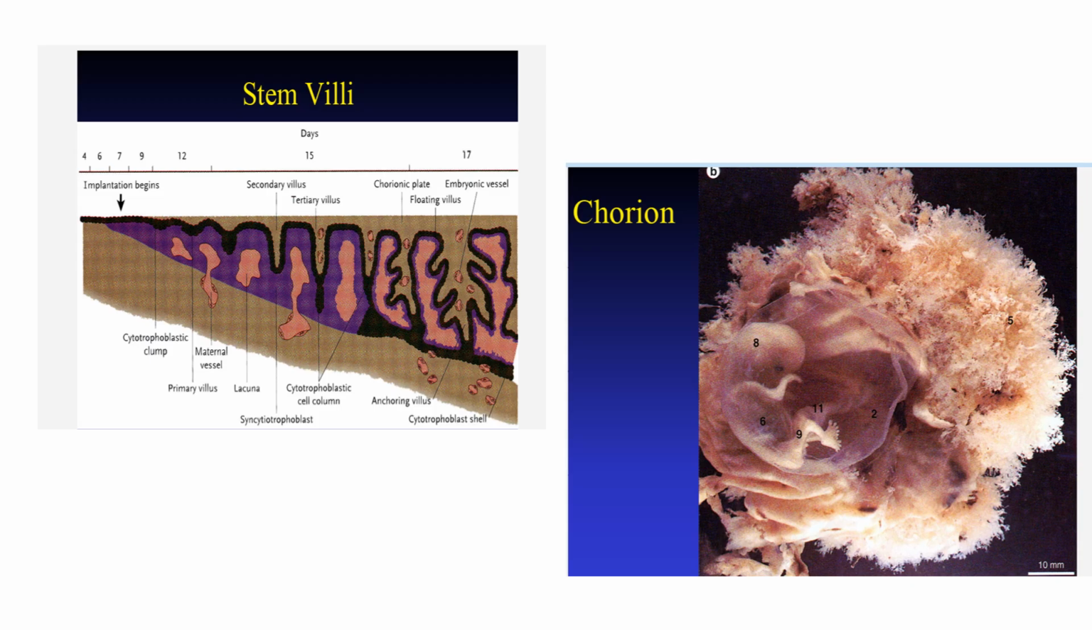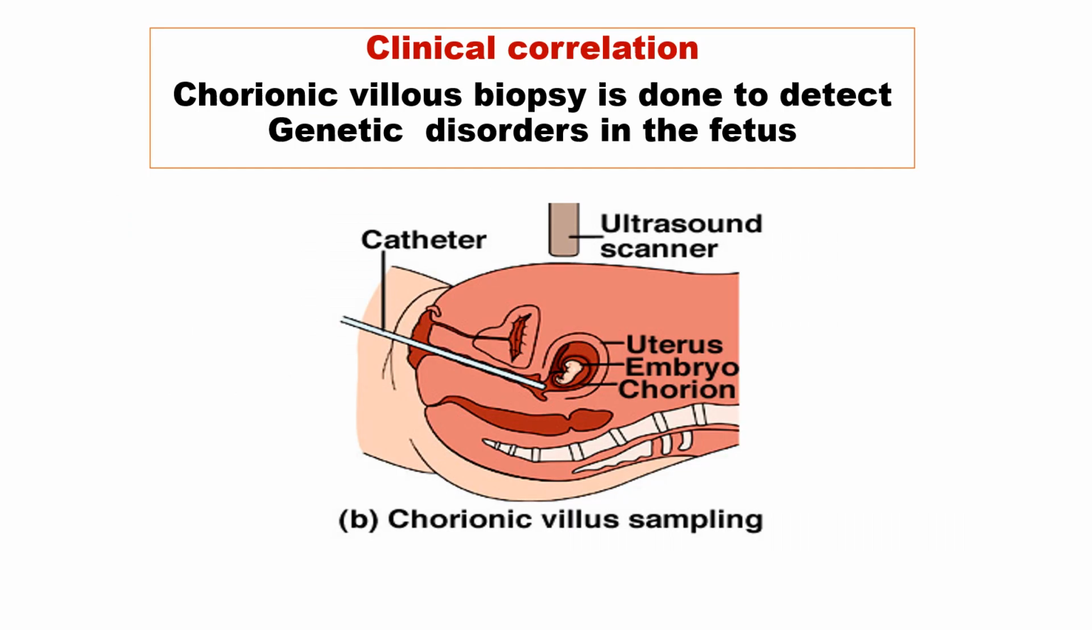Stem villi extend from the chorionic plate to the decidual plate. Chorionic villi are highly bushy in the early part, and that is the chorion frondosum. Coming to the clinical correlation of the chorion: chorionic villus biopsy is done to detect various genetic disorders of the fetus. It is done under the guidance of ultrasound, between 8 to 10 weeks of intrauterine life.